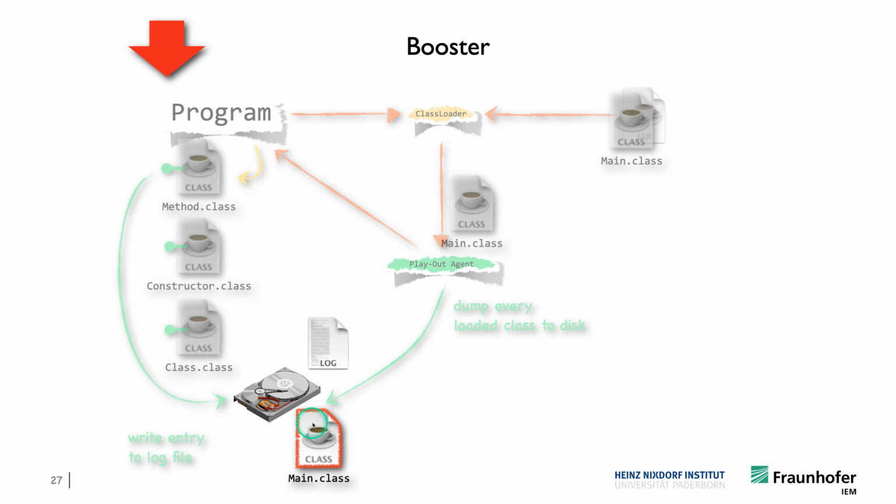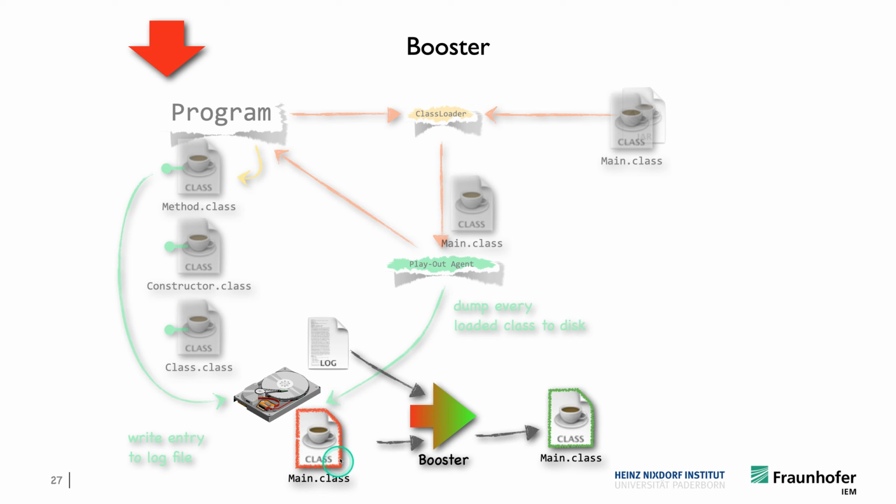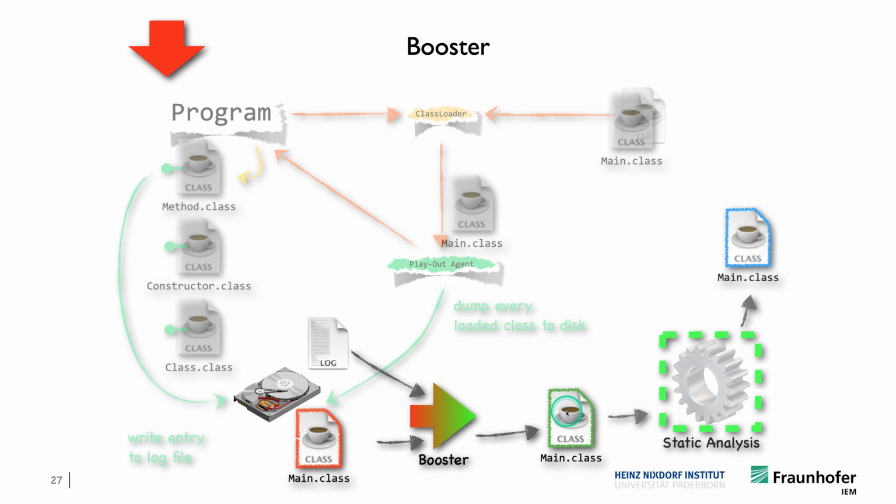Basically here, the booster will take these class files that have been written to disk by the play-out agent, right? So this is dumping every loaded class to disk. Then we will boost this and we get these manipulated classes. These classes are then given to the static analysis that can then do something with them. It might even itself manipulate the code if it wants to.